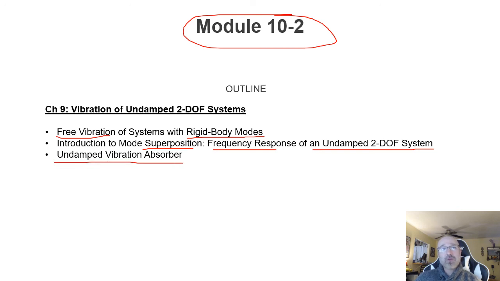Now we're also going to go through a couple of example problems covering stuff from both section 1 and section 2, 10.1 and 10.2, for this in my video solutions.